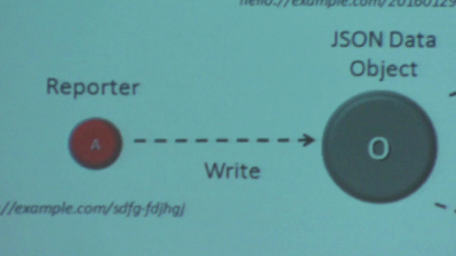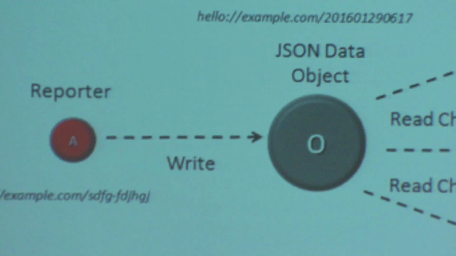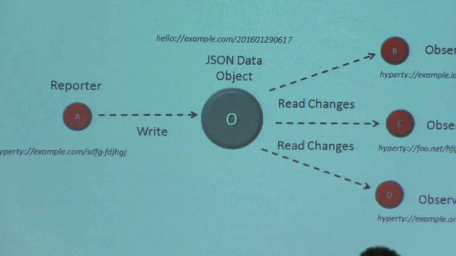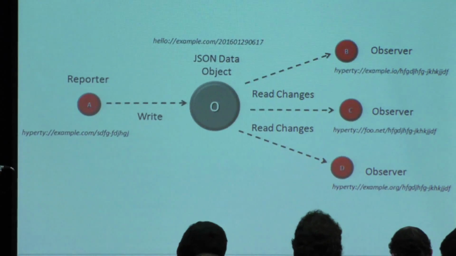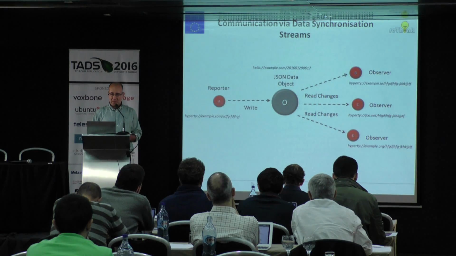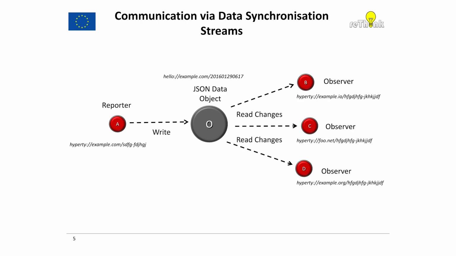Then the way hyperties communicate with each other is through data synchronization streams. And for that, we are using a very specific communication pattern that we call reporter-observer. This means that we basically have two types of hyperties. We have one that we call the reporter, which is the only one that has permission to write on a synchronization stream. And then we have the observers, which, if they are authorized, can have access and receive the streams of the changes that are performed on the data object.